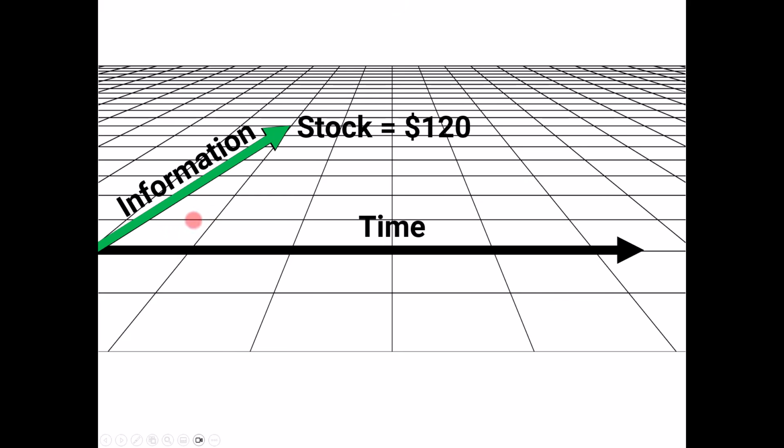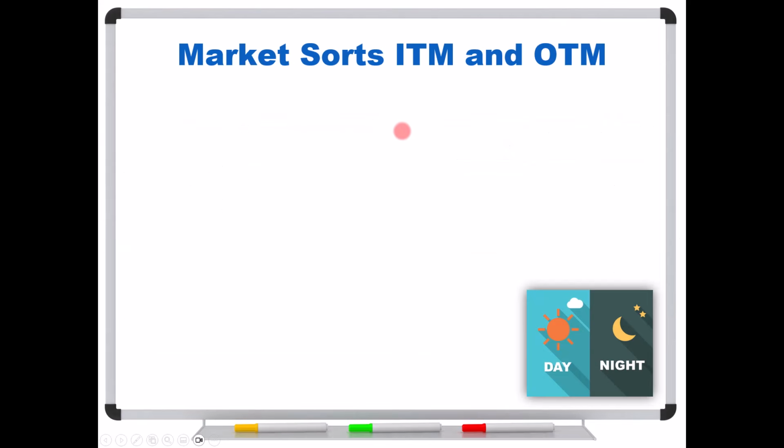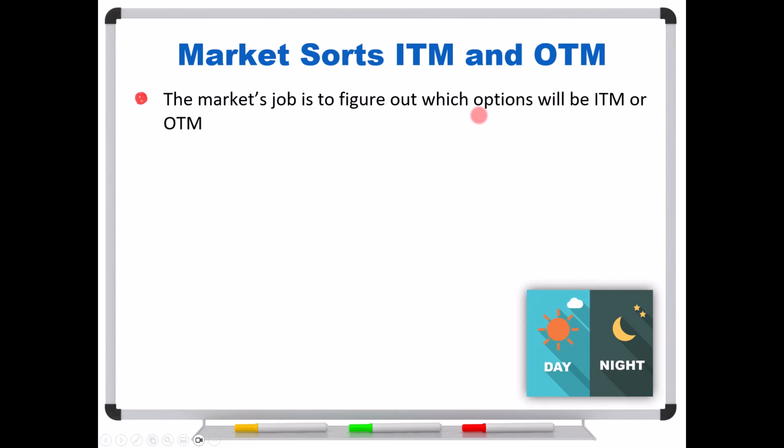Now, most of the time, we're going to move maybe on this diagonal, gathering some information over some time. And that's exactly what causes your stock price to wiggle up and down. So the thing to understand is that the market sorts in the money and out of the money. That's ultimately what the options market is trying to do. So the way to think about the options market is not as a way of predicting up or down, but as a way to figure out which options will be in the money or out of the money.